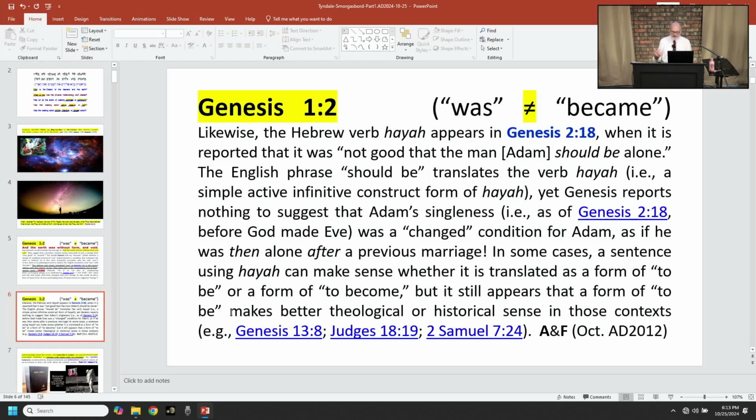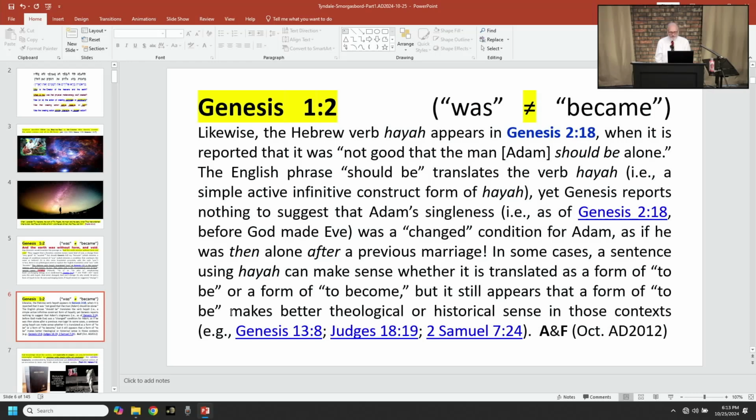In other words, suggesting that Adam's marital status had somehow changed and now he was single. So does that mean that he got divorced to someone before Eve came along? Or, I mean, you know, it descends into silliness.